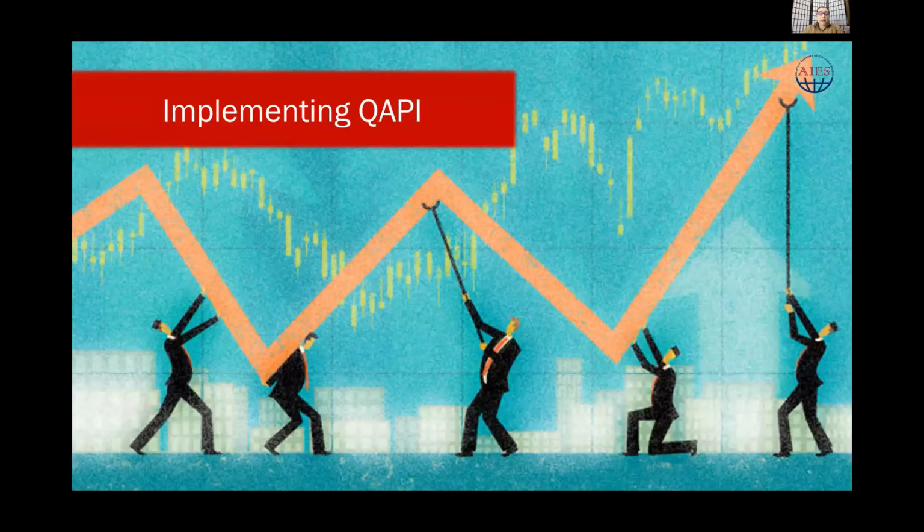So let's talk about implementing QAPI. Now, QAPI is really the coordination or the application, if you will, of two mutually reinforcing aspects of quality management. The first is quality assurance, the QA part of it. And the second is performance improvement, the PI. So QAPI takes a systematic and comprehensive data-driven approach to maintaining and improving safety and quality in healthcare organizations.